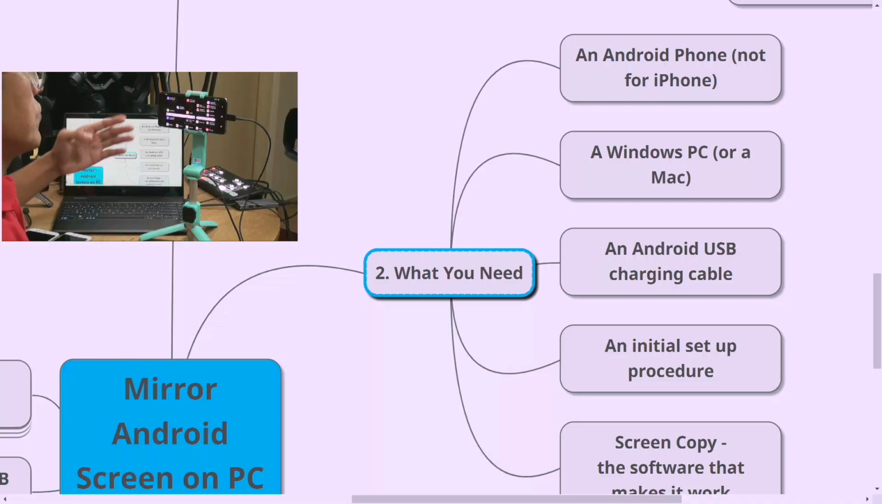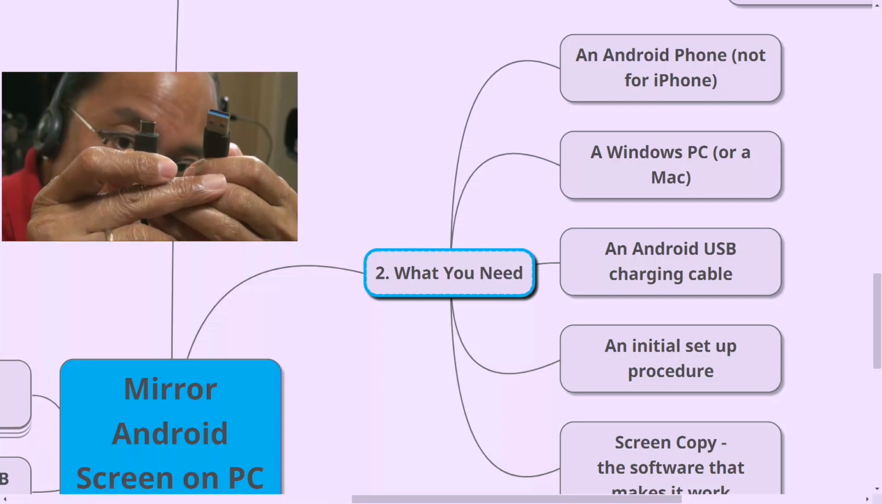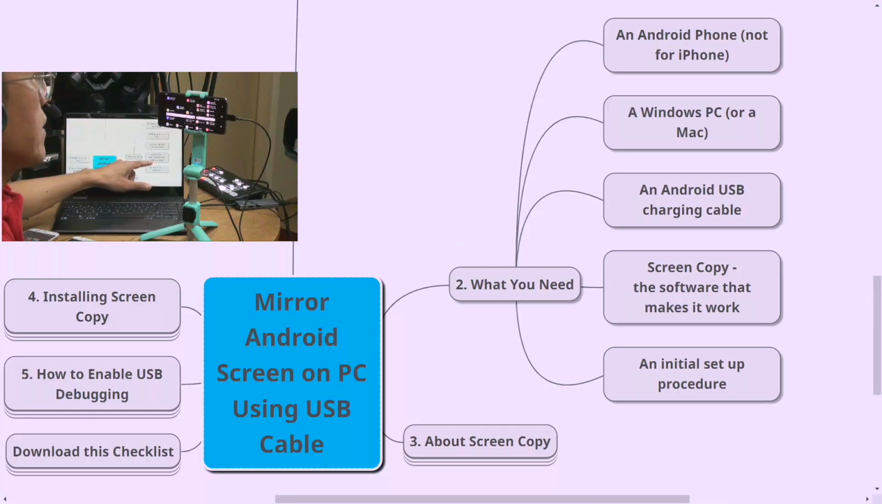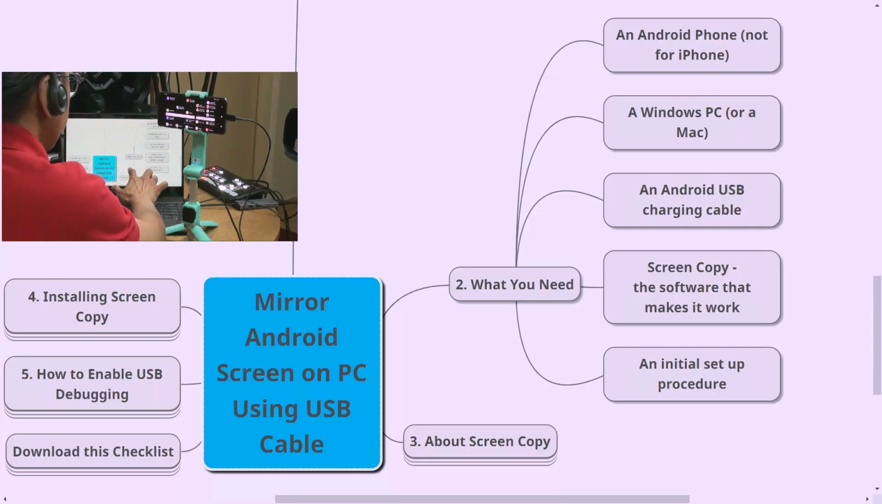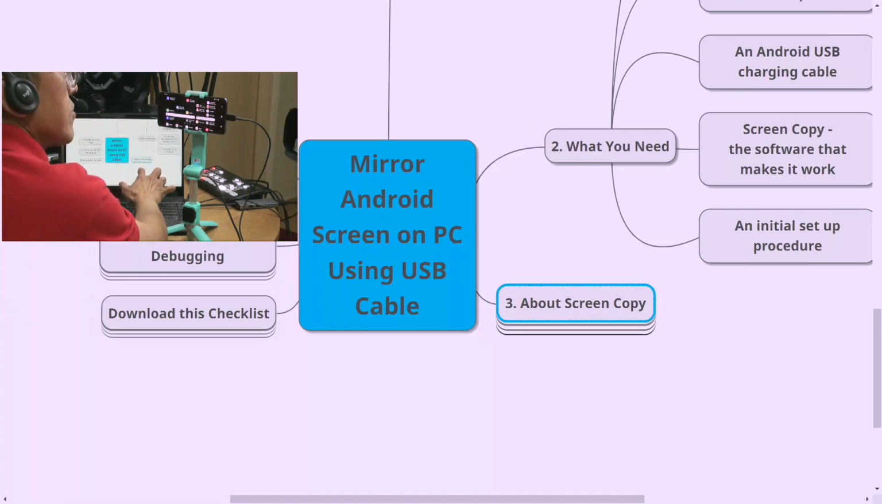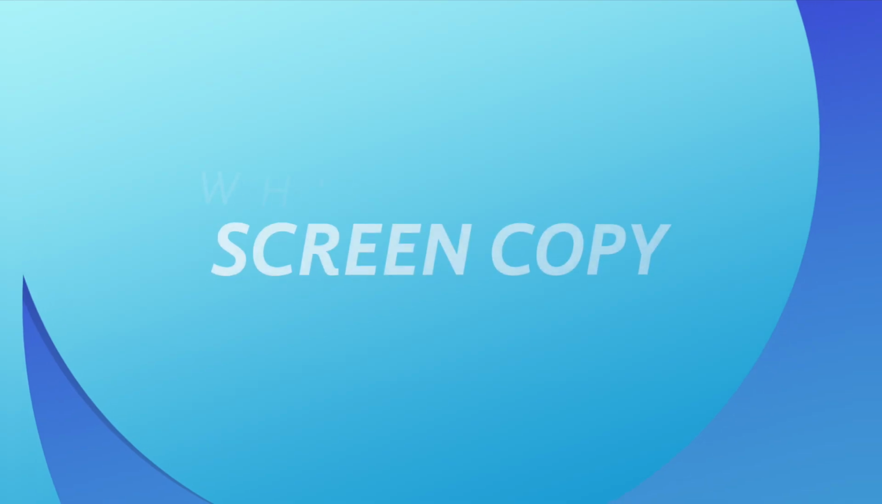Okay, first of all, I'll need my Android phone. This method doesn't work on an iPhone. Of course, you need a Windows PC or laptop. It will work on a Mac as well. Then you will need your USB charging cable. We will have to download and install a software called Screen Copy. Then you will need to do an initial setup. Before we do the setup, let's take a look at Screen Copy.